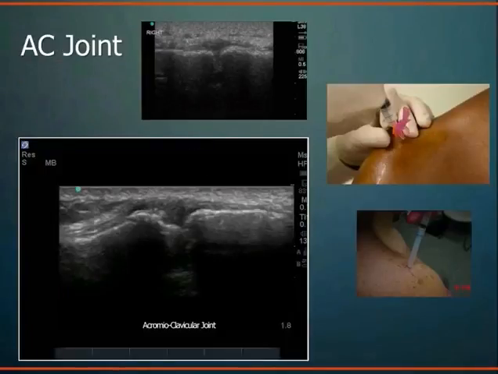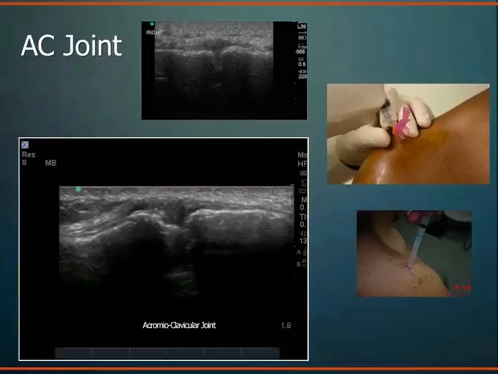So the AC joint is an interesting one when it comes to ultrasound, because it seems like a very superficial joint, a very easy thing to inject, but it's also very, very small. And sometimes body habitus doesn't allow you to locate it quite well. If you remember, one of the studies in the literature review I showed looked at AC joint injections, and the failure rate was pretty high.